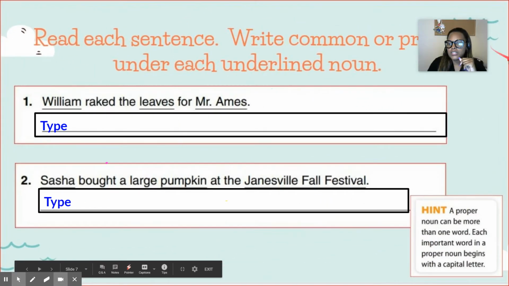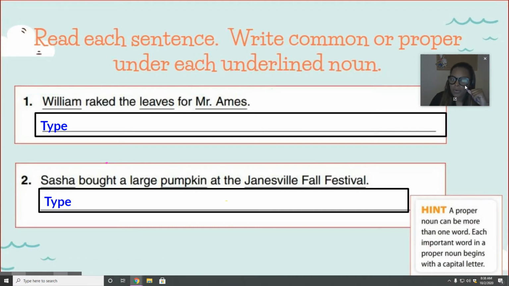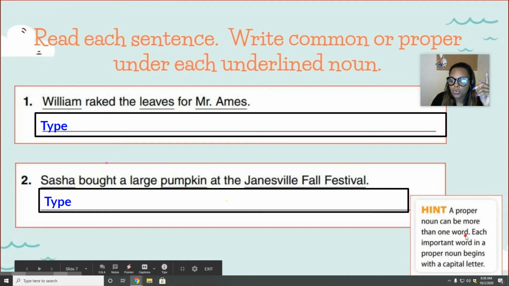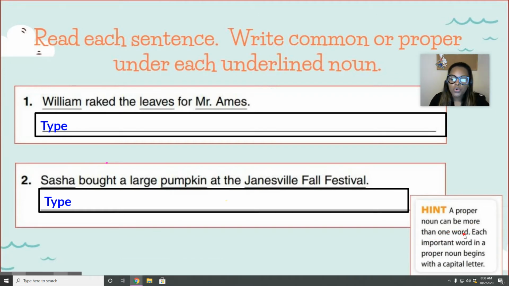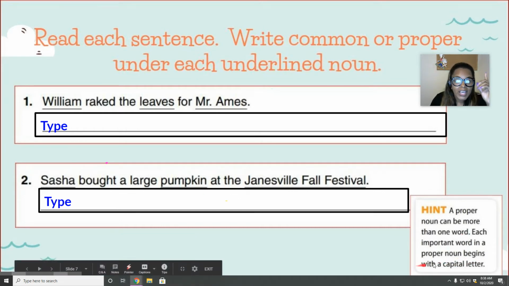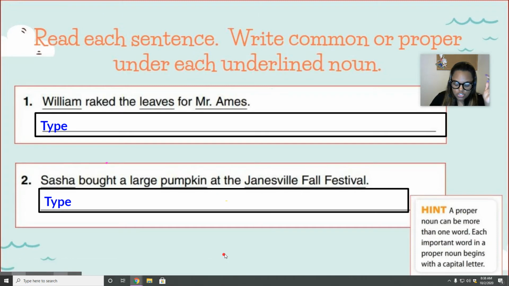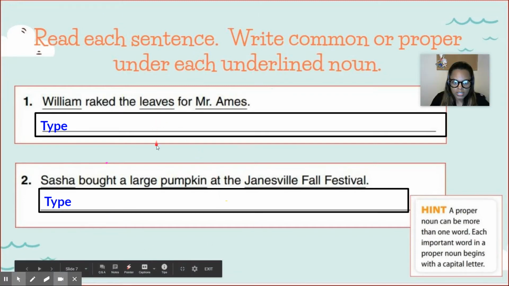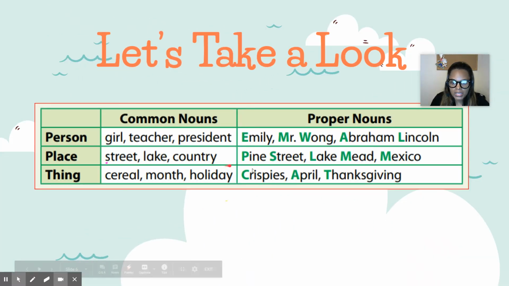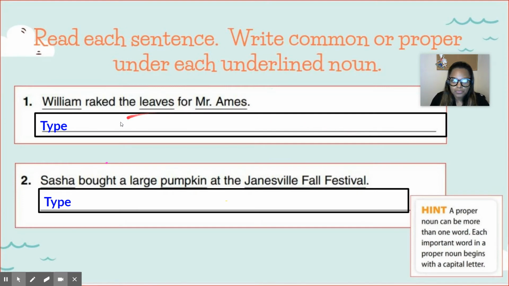So now we're going to read each sentence and write common or proper under each underlined word. So we're going to look at these 3 underlined words in each sentence, and we're going to decide if it's common or proper, okay? Now, here's a hint. A proper noun can be more than one word, like Pine Street. Each important word in the proper noun begins with a capital letter, just like what we saw in the other slide. Pine Street, Lake Mead, Mr. Wong, Abraham Lincoln, okay?